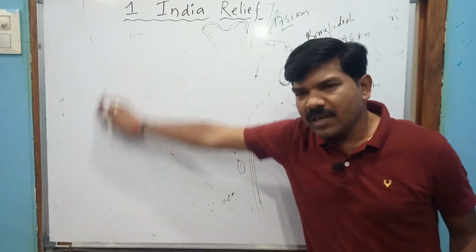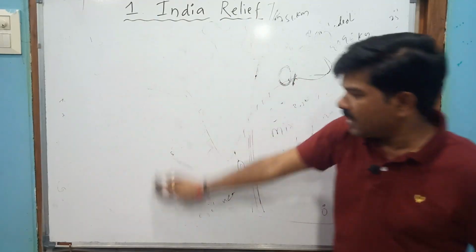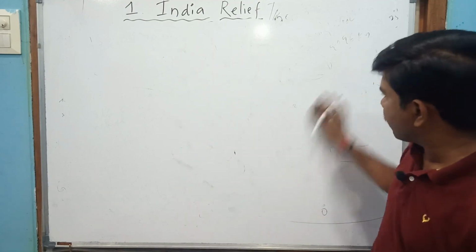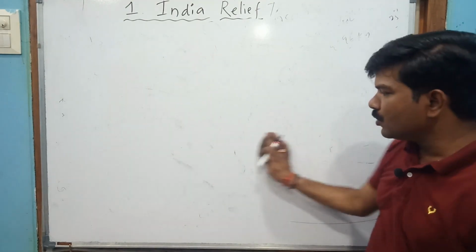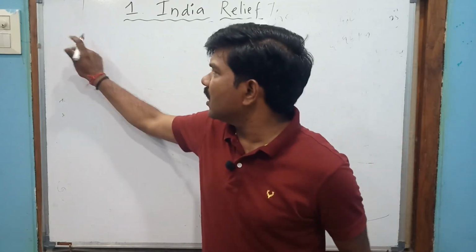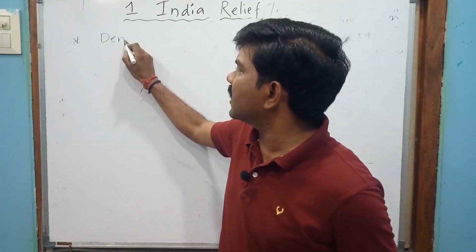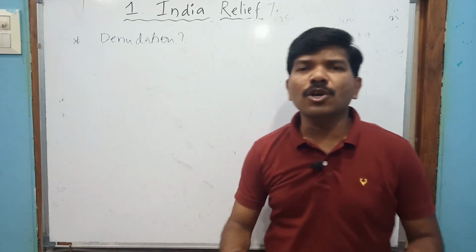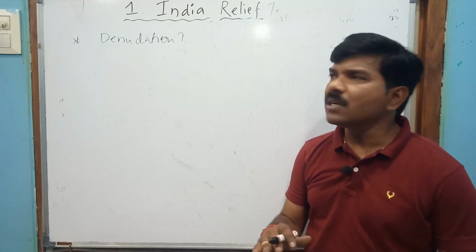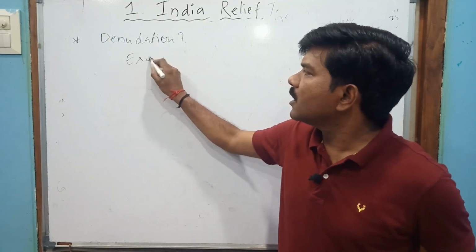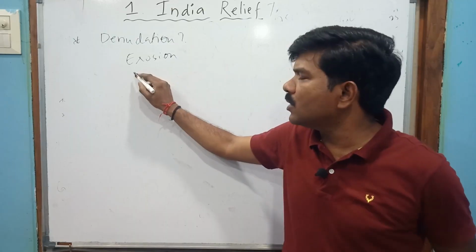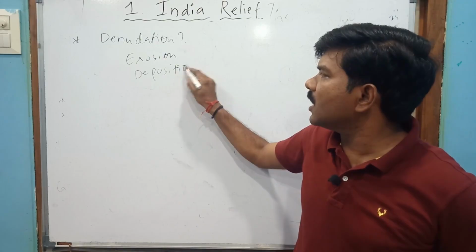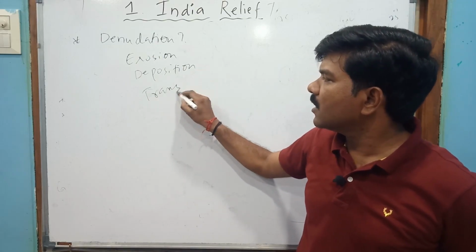Let's see about Indian geography and India's diverse sections in this section. As you know, you might have learned about denudation in your 9th class. What is the meaning of denudation? Denudation is a geological process. Denudation includes erosion, deposition, and transportation. Am I right?